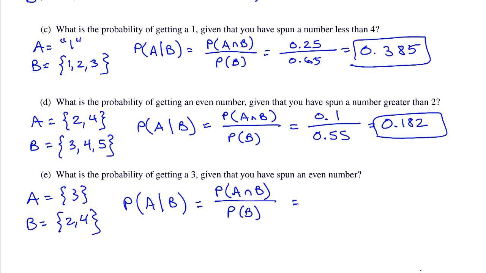What is in A intersect B? Nothing. The probability of nothing is 0 over whatever this probability is. It's 0. In other words, what's the probability of getting a 3 if you know I did an even number? 0. Can't happen. Because the number's even, you know that it's not going to be a 3. All right, questions?